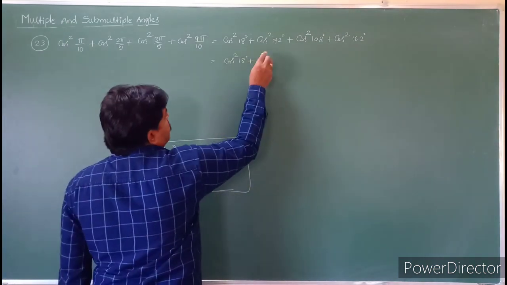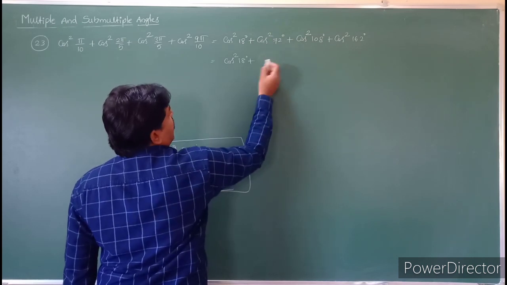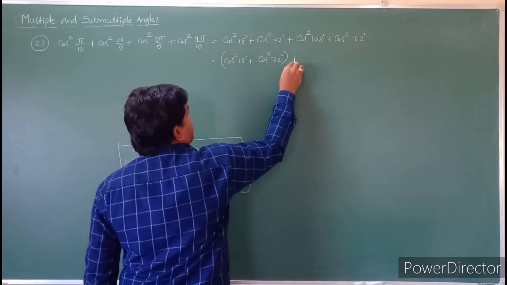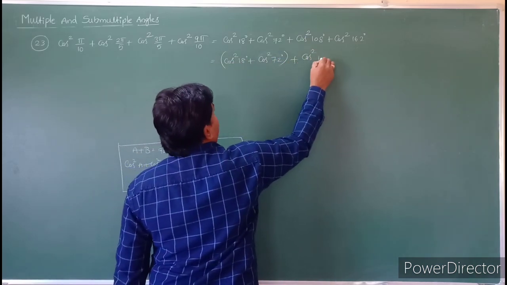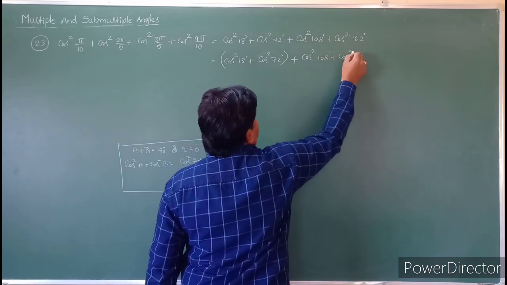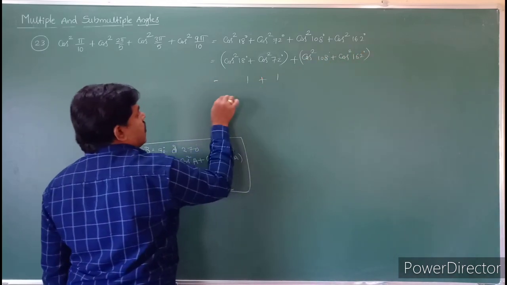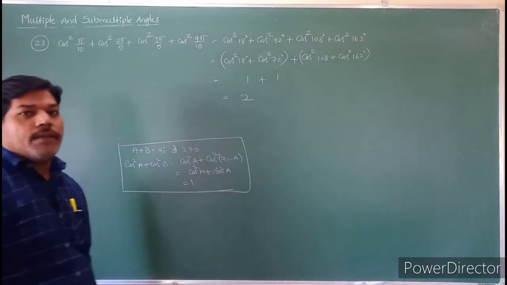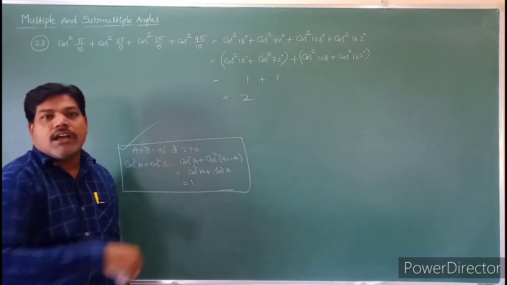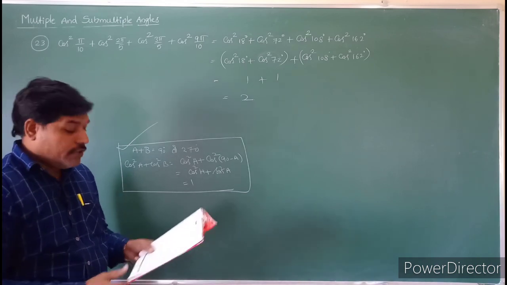So here cos square 18 plus cos square 72 degrees plus cos square 108 degrees plus cos square 162 degrees. So the one step answer is 1 plus 1. So the answer will become 2 only. The answer will become 2. Okay. So see this formula, students. If you know this formula, you will get the answer in one step. Okay. So read that formula, students. Okay. So we will continue in the next class.